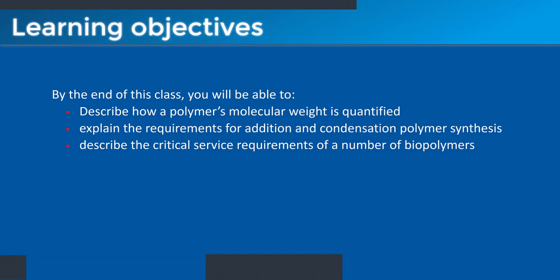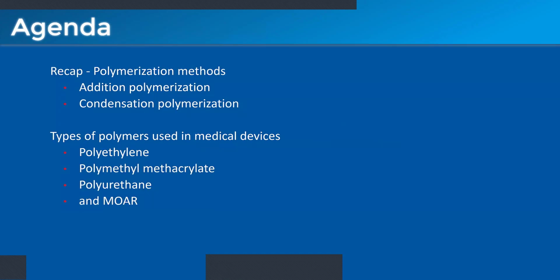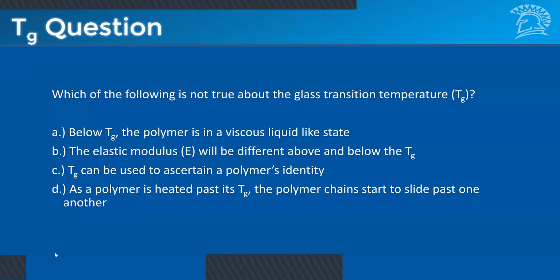There are sort of two different reaction mechanisms that are used. They can be grouped into two different mechanisms. So we're going to talk about how that works. And then we're going to describe a couple of specific different polymers that are used for medical devices and talk about what the advantages of those specific polymers are for certain applications. So why would you maybe choose one material over another?